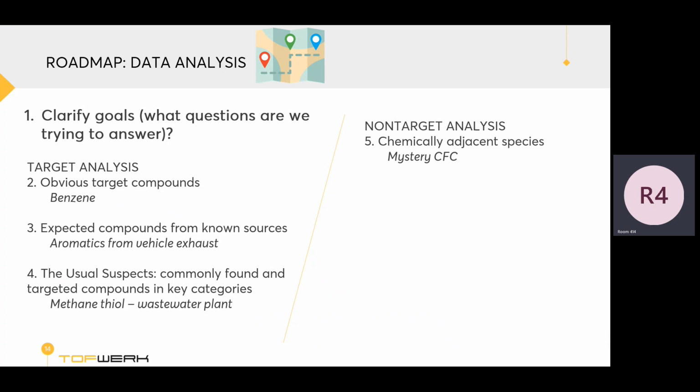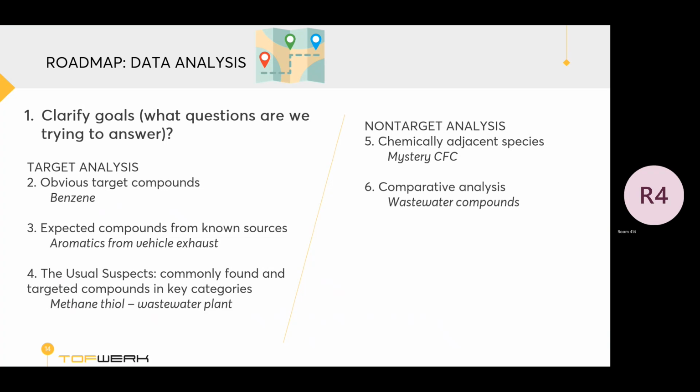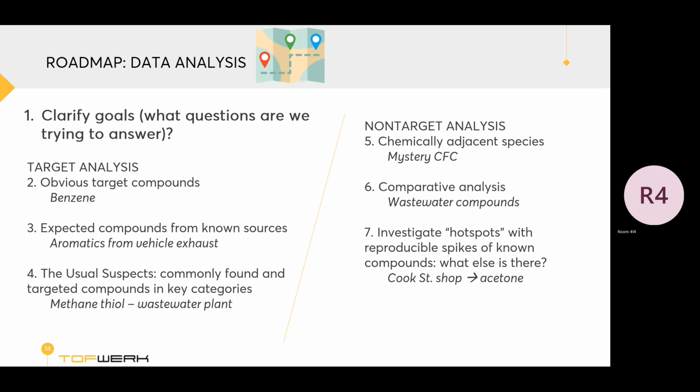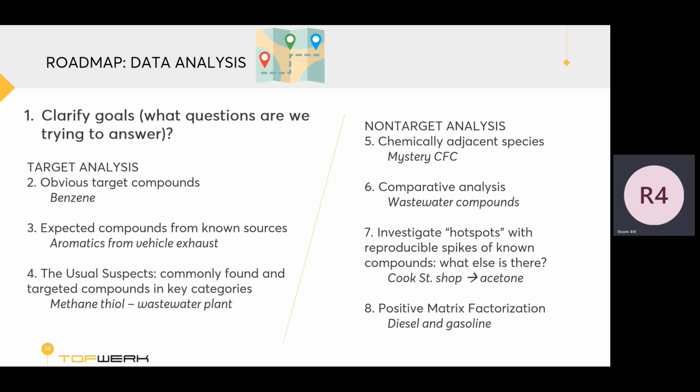And then we move on to non-target analysis. So first, we search for chemically similar species from target analysis. Comparative analysis helps important compounds kind of pop out of the data set. Then we look at hotspots found in previous steps, and advanced techniques like machine learning to find patterns. I'll show one of these tests.